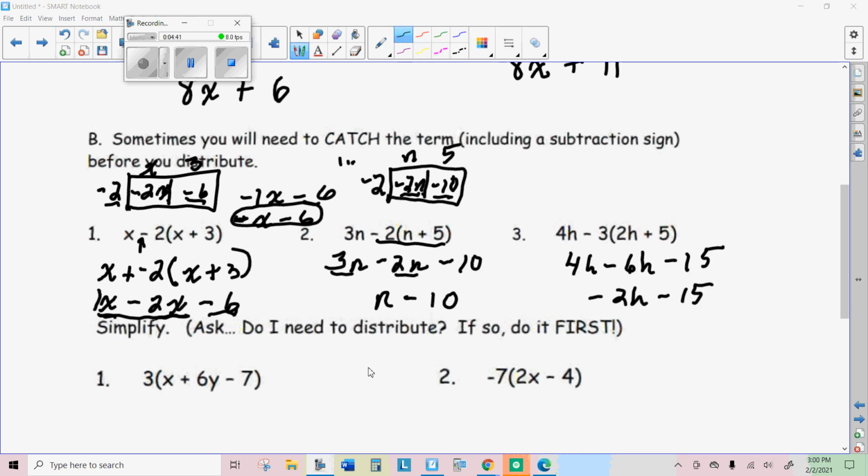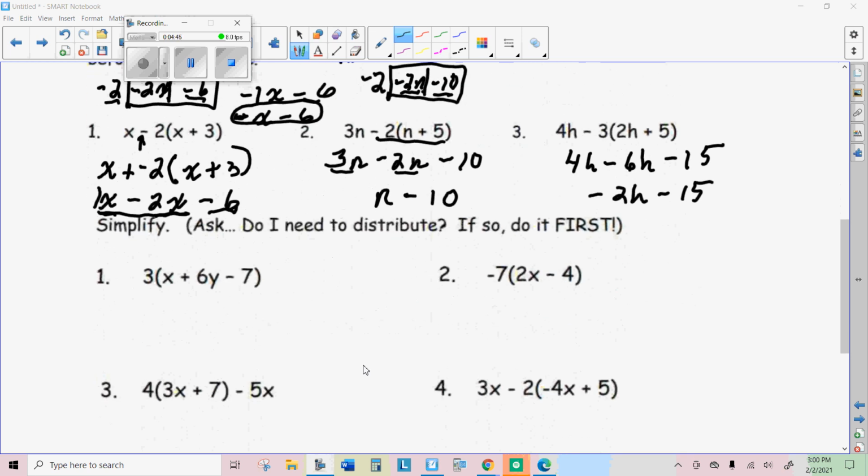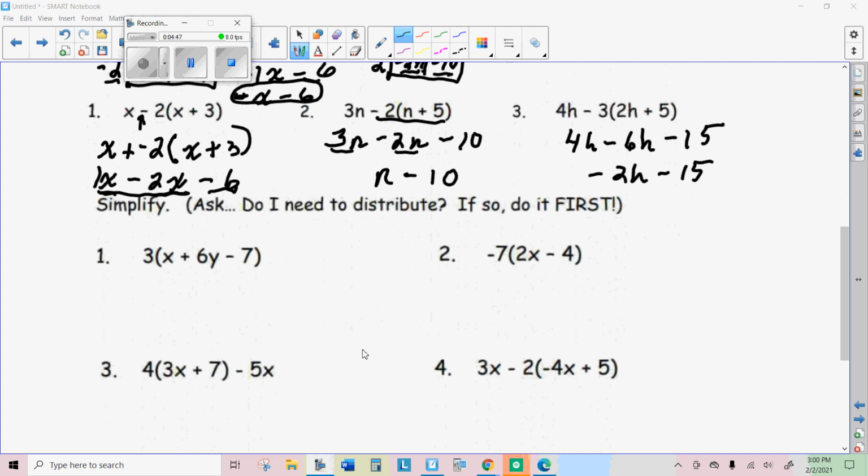All right, so here's what I got for that one. Now, if you just have a number out front, like this 3 here, that 3 needs to be multiplied by everything inside there. And you can certainly use an area model to do that. You would just have 3 parts.